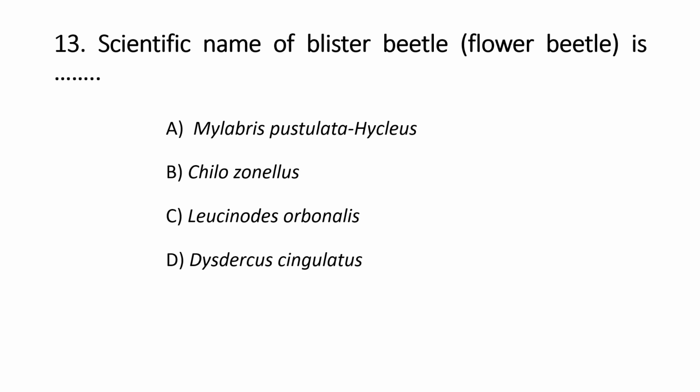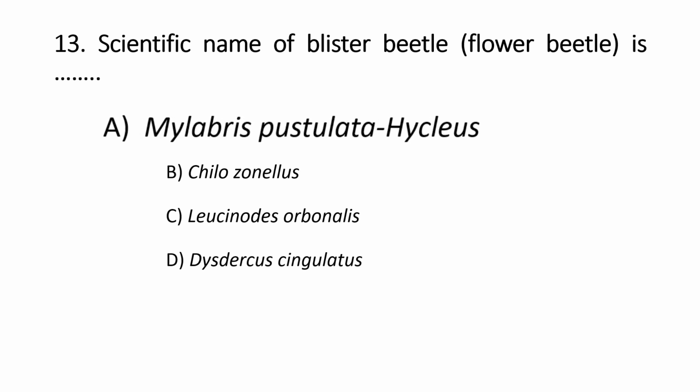Next, scientific name of blister beetle. See this blister beetle. It is also called flower beetle. The options are Mylabris pustulata, then Chilo partellus, Leucinodes orbonalis, Lygaeus singulatus. See these options. The second option, Chilo partellus, is the scientific name of Jowar stem borer. Then the third option, Leucinodes orbonalis, is the scientific name of brinjal fruit borer. And the scientific name of red cotton bug is not the fourth option's. Now the remaining option is Mylabris pustulata. This Mylabris pustulata is the correct option. It is the scientific name of flower beetle or blister beetle.